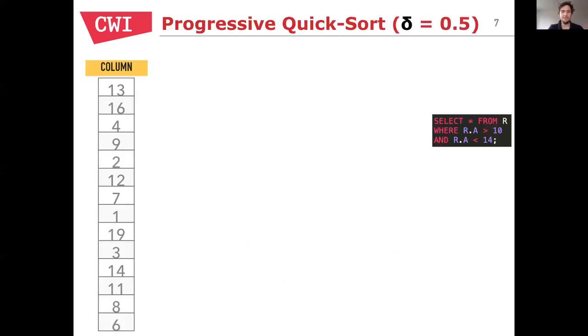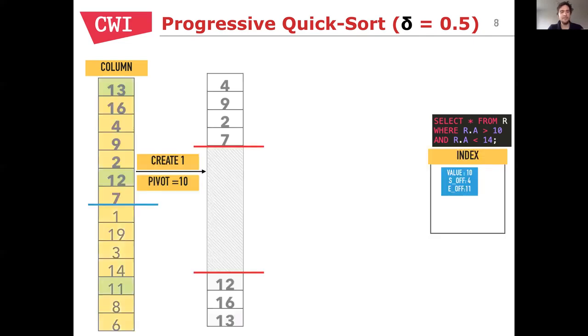Here we have one example of progressive indexing using quicksort. Notice that our delta is 0.5, which means that in every query we run half a quicksort iteration. We start off with a completely unordered column and a query filtering out elements higher than 10 and lower than 14. We initiate progressive indexing with a pivot of 10.